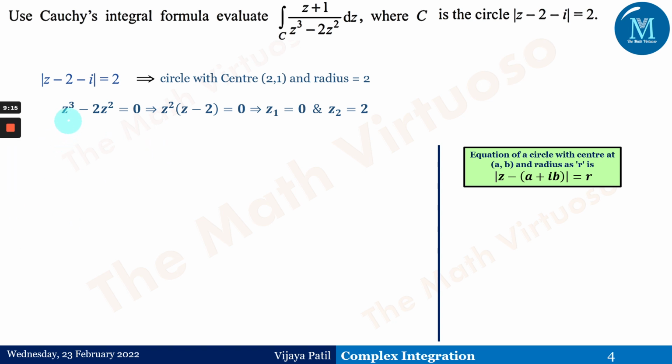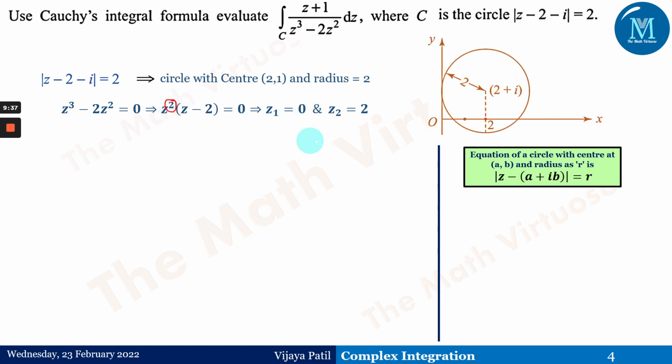That means here, denominator equals 0, so z cube minus 2z square is 0, that is z square into (z minus 2) is 0. That means z1 is 0 and z2 is 2. But if you observe here, this z1 equals 0 is having the power 2. That means this particular value is repeated 2 times.